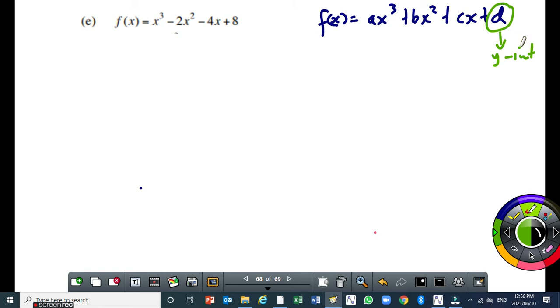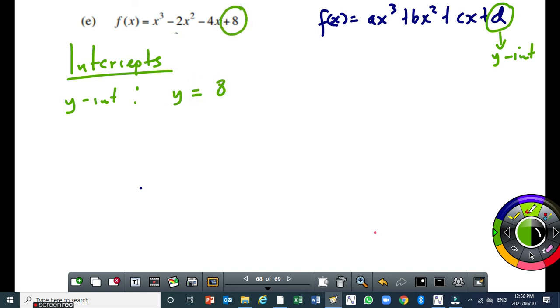So here, let's find our intercepts. Let's start with the y-intercept. Our y-intercept there is going to be y equal to positive 8. That positive 8 is your y-intercept. It means the cubic graph is going to pass through a point where y is equal to 8. We know that x is 0 there because it's an intercept.